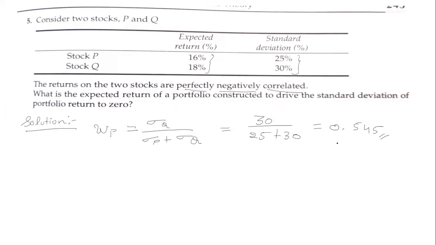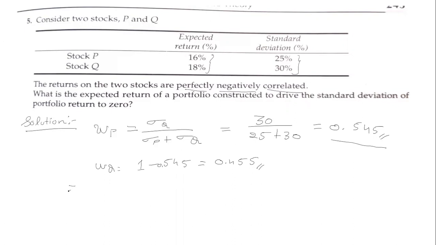So the weight for P is 0.545, and obviously the weight for Q is equal to 1 minus 0.545, which is 0.455. So we are investing 0.455 as the weight of Q, and 0.545 is the weight for P.